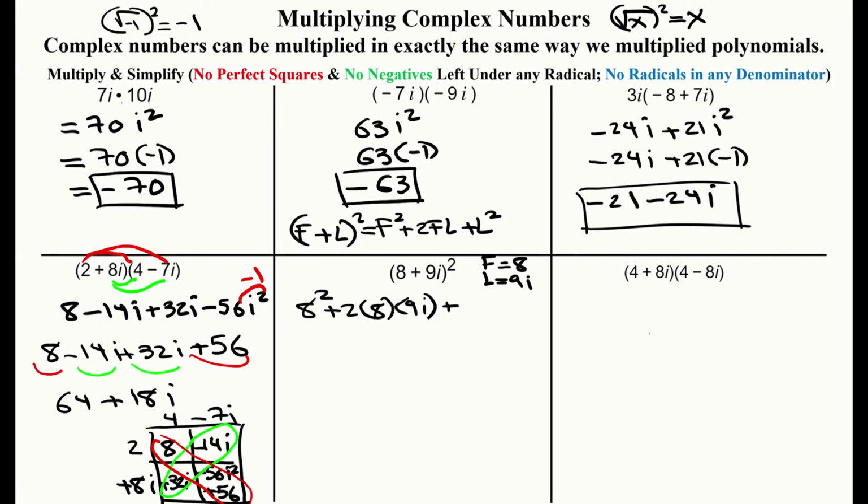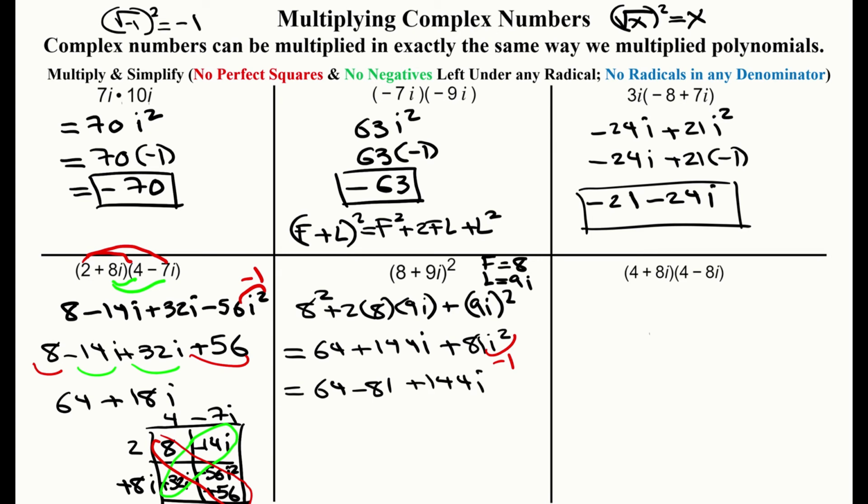So we get (9i) squared. All right, so now we're going to clean things up. So we get 64 plus, now 2 times 8 times 9. So that's 72 times 2, which is 144i, plus 81i squared. Of course, we know that's going to end up being -1. So basically we have 64. Let me put that -81 next to it, and then plus 144i, because remember, positive 81 times -1 becomes -81.